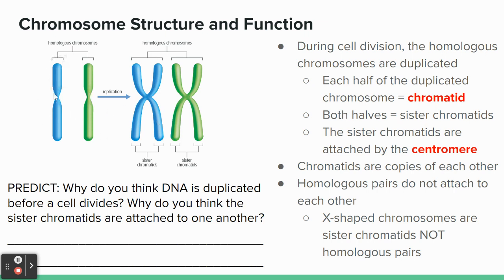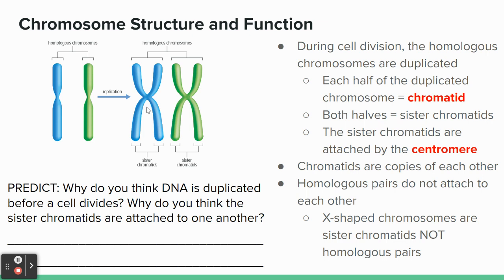And then the two together, the blue and the green, those are homologous chromosomes. You got one from one parent, the other from the other parent. Okay, and so you have homologous pairs, which is the two pairs together. They do not attach to one another. So when you see these X-shaped chromosomes, those are sister chromatids, not a homologous pair. And it's really important that you understand the difference between the two.